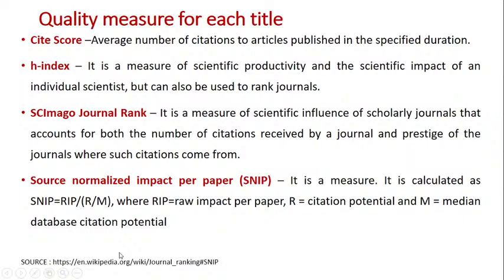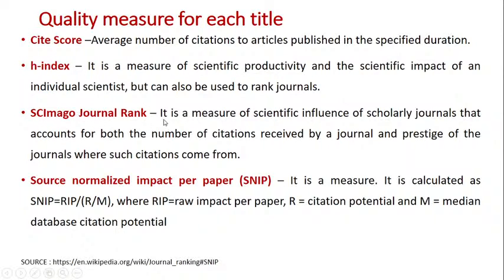Let us go to quality measures. CiteScore is the average number of citations to the articles published in the specified duration. The complete detail we will look at later. H-index is a measure of scientific productivity and the scientific impact of individual scientists. In Google Scholar you can see the H-index. I am going to make an exclusive video for Google Scholar, so I did not discuss it here.